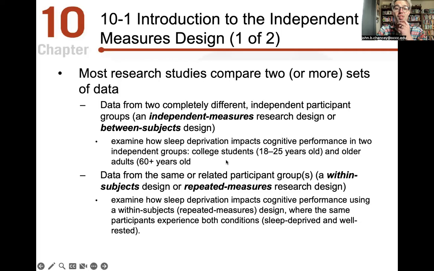There's also data from the same or related participant groups. This is called within subjects design or repeated measures. So this is when maybe instead of using two different groups, now maybe we're interested in sleep deprivation.